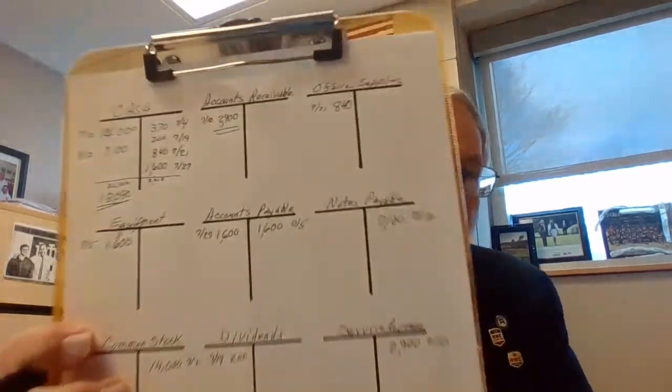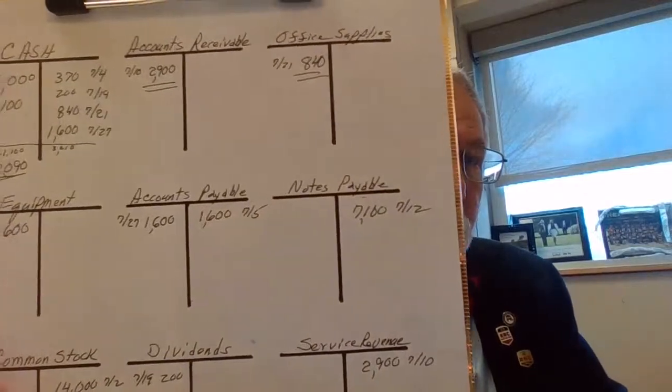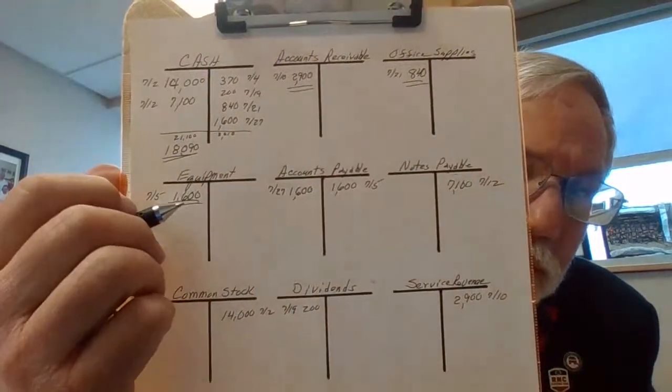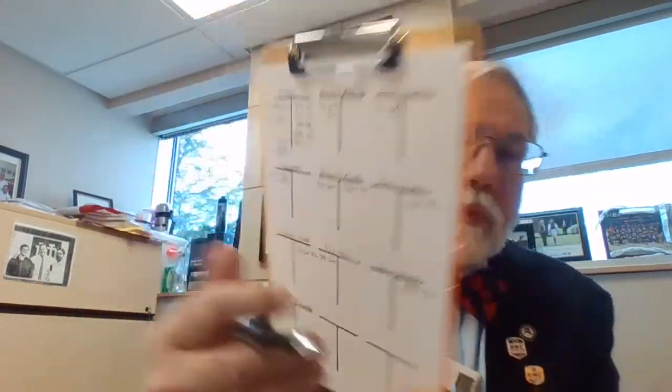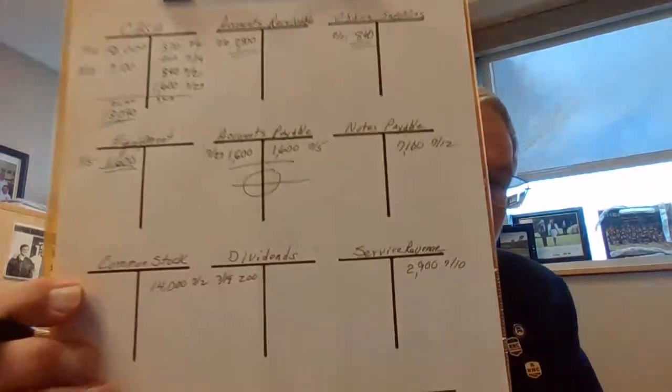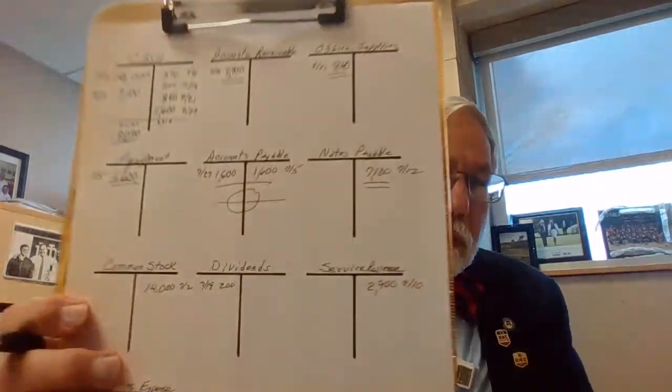Accounts receivable, there's only one entry, so that's the balance, the $2,900 still owed to us. Office supplies, same thing, $840 in office supplies. Equipment, one entry, same thing, $1,600 is the balance. Accounts payable equal. So we owed $1,600, we paid $1,600, so the balance is zero. We incurred a liability and we paid it off. The note payable, one entry, $7,100 balance.